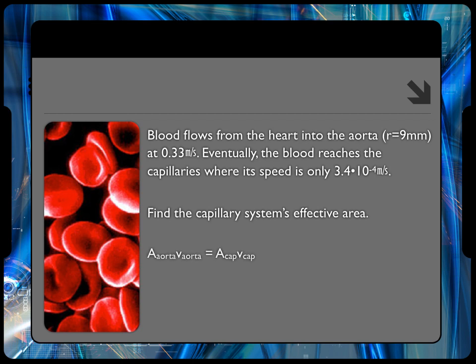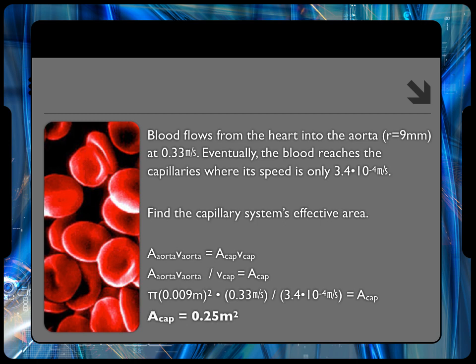Well, I hope you would want to start with A1V1 equals A2V2. I went ahead and rearranged for the area of the capillaries. And remember, area is pi r squared. That's why I have 0.009 squared times pi for the area. Or, you have a lot of capillaries.